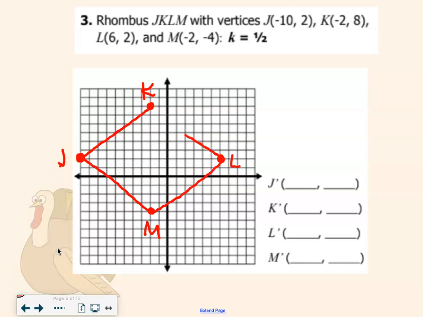Would you multiply by half? Yep, that's all you do. So does yours look like all your sides are the same-ish? Yep, and now you're just going to multiply everything by a half. So half of -10 would be -5. Half of 2, 1. Half of negative 2, half of 8, half of 6, half of 2. Half of negative 2 is negative 1. Half of negative 4 is negative 2.